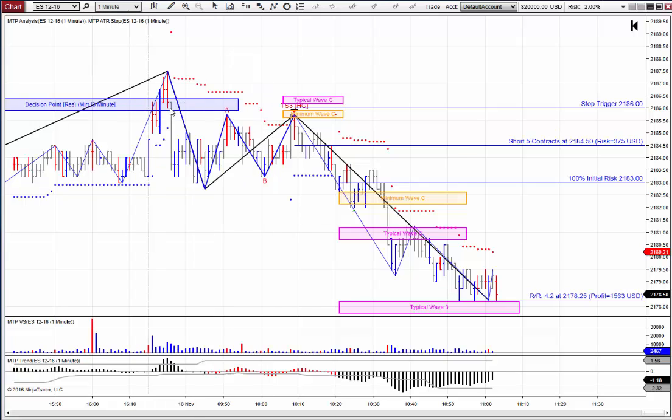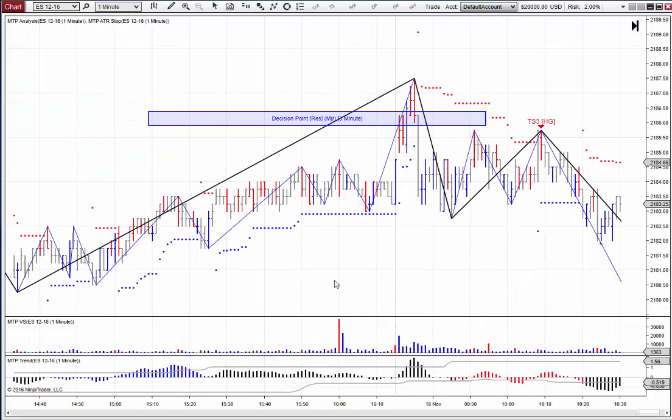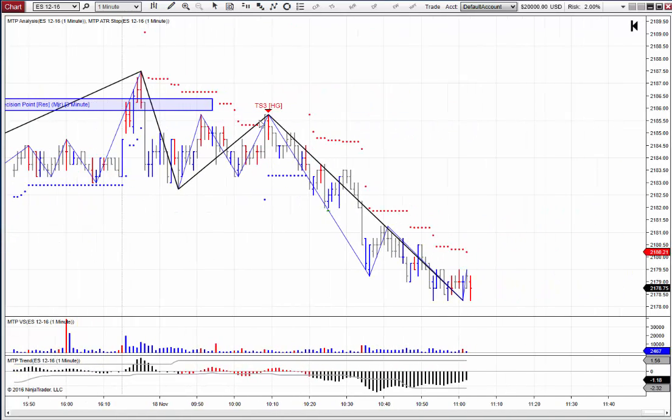So this is just a good example of a couple of the new features we have in our NinjaTrader 8 add-ons. The first is our new MTP Trend, which will give you an indication of the large degree trend, color-coded very easily. Black for a neutral trend, red for down, and blue, if I scroll back, there it is, blue for an uptrend. And also we have our VS or volume spike, and also our new HG Holy Grail trade setup.